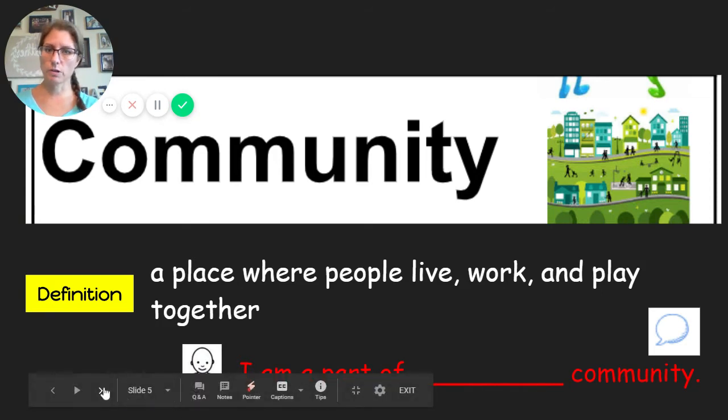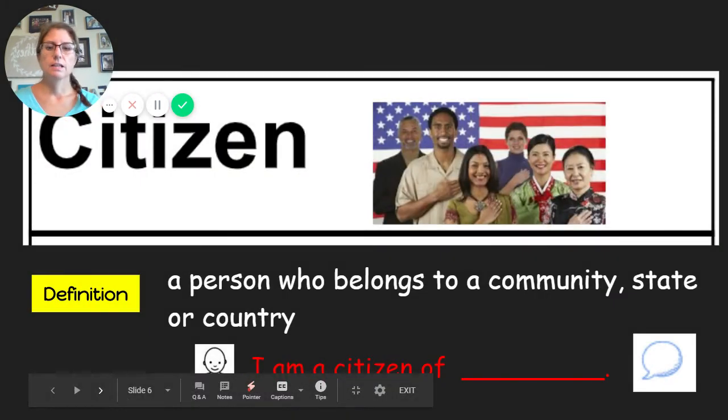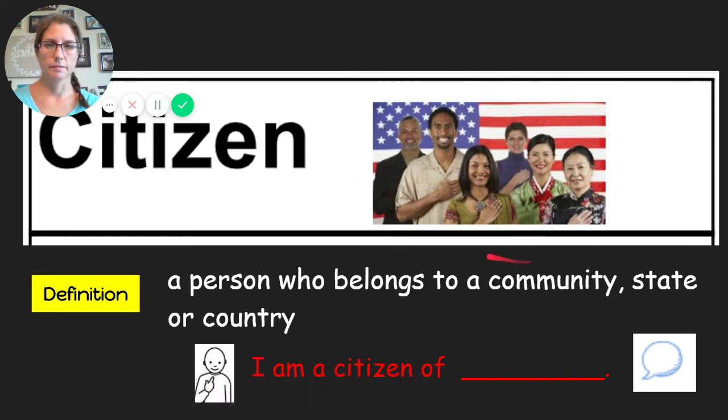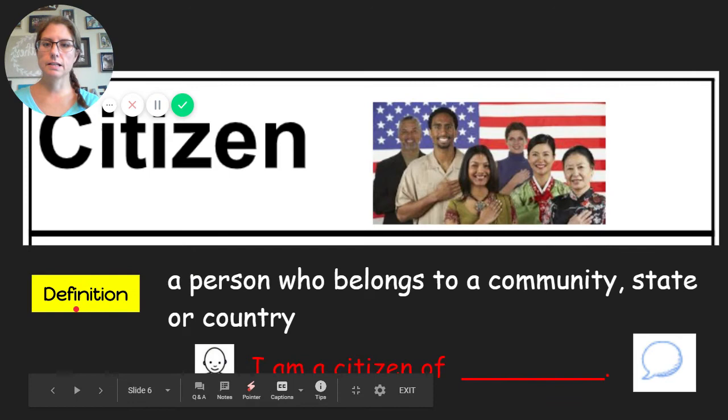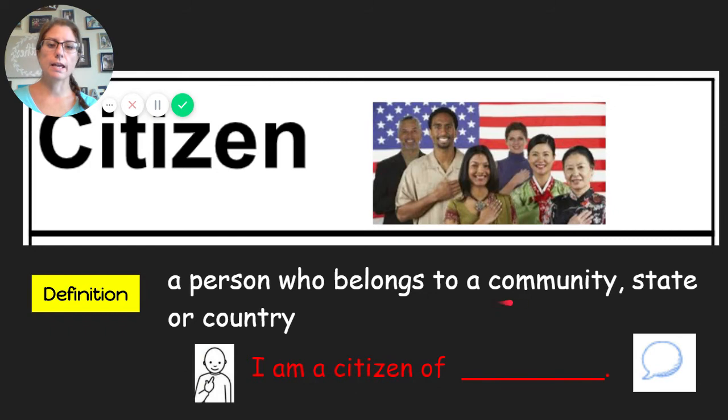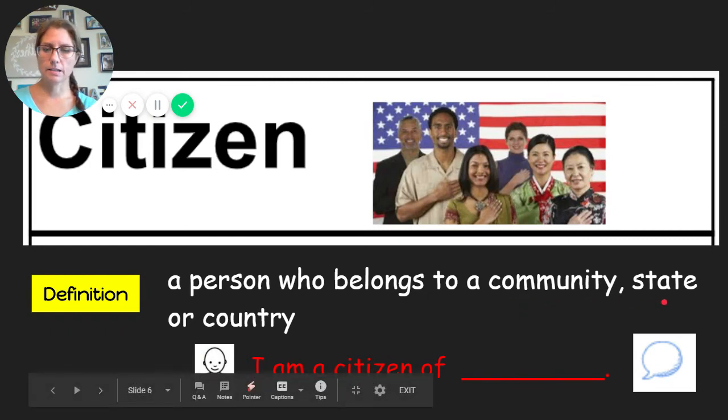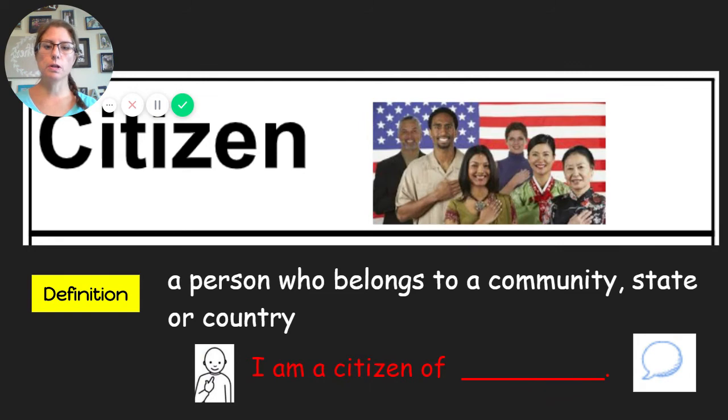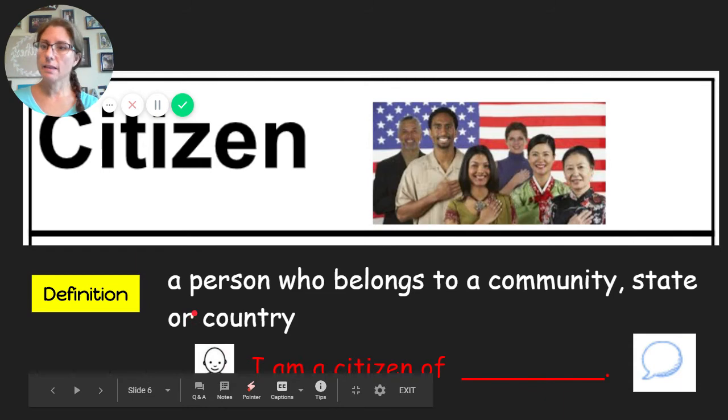Let's look at our last word for today. This is the word citizen. Here is a picture of some citizens. The meaning of the word citizen is a person who belongs to a community, state, or country. Citizen, a person who belongs to a community, state, or country. Now let's try using it in a sentence. I'm going to look at the red words at the bottom.